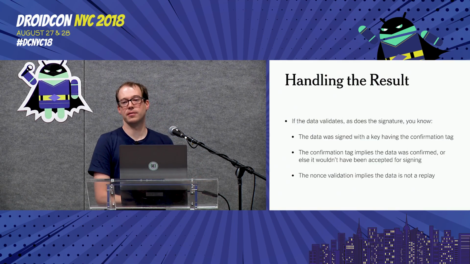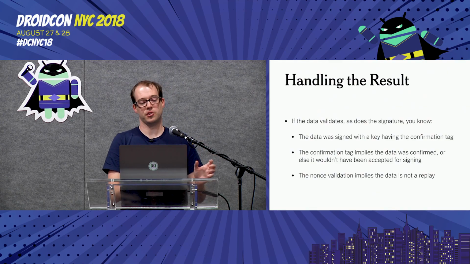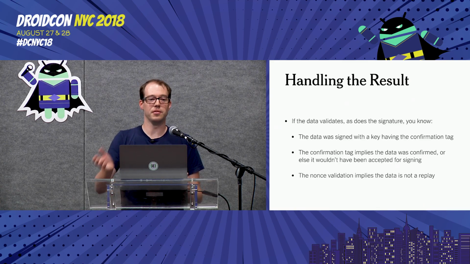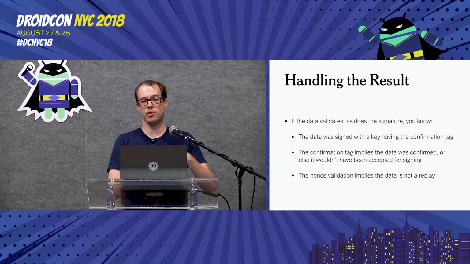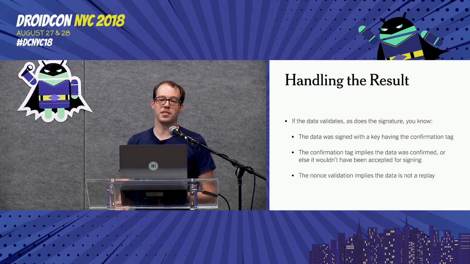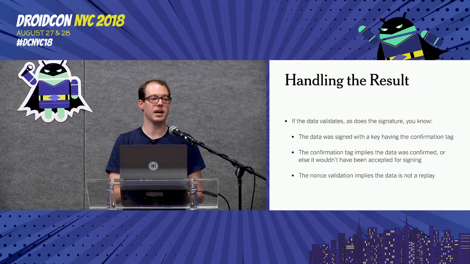So if that data validates, as does the signature, what you know is that the data was signed using a key that had that confirmation flag, because you validated that with key attestation. You knew through the rules that we play with that if it was signed by that key, the data went through the confirmation flow, or else it would not have been accepted for signing with that key. And since you also have checked the nonce, you know this wasn't a replay, and this was a new and unique request. So at that point, you can go ahead and execute the money transfer or whatever it is that you want to confirm.